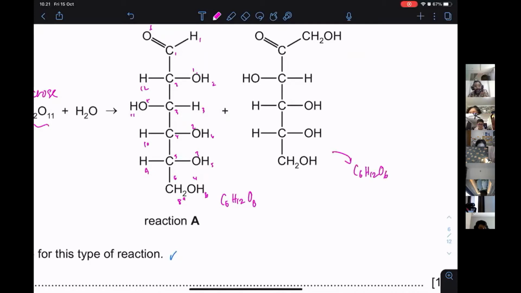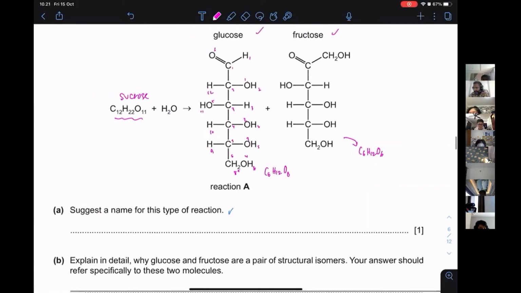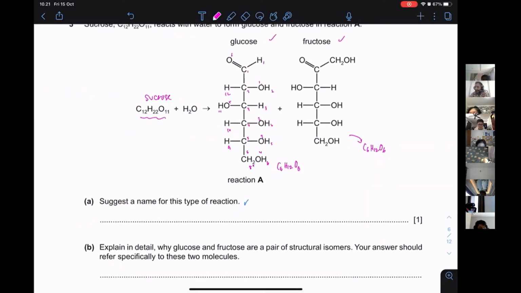So now, when they say suggest a name for this type of reaction, you see from carbon 12, suddenly they are breaking into 2 simpler molecules. This one, breaking using water, suggest a name. This is going to be what we call hydrolysis. Breaking using water. So this is going to be an example of hydrolysis.